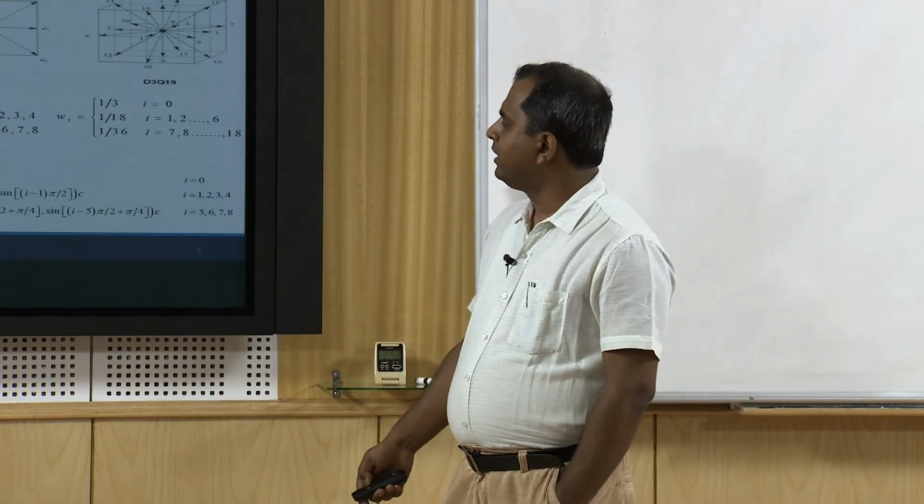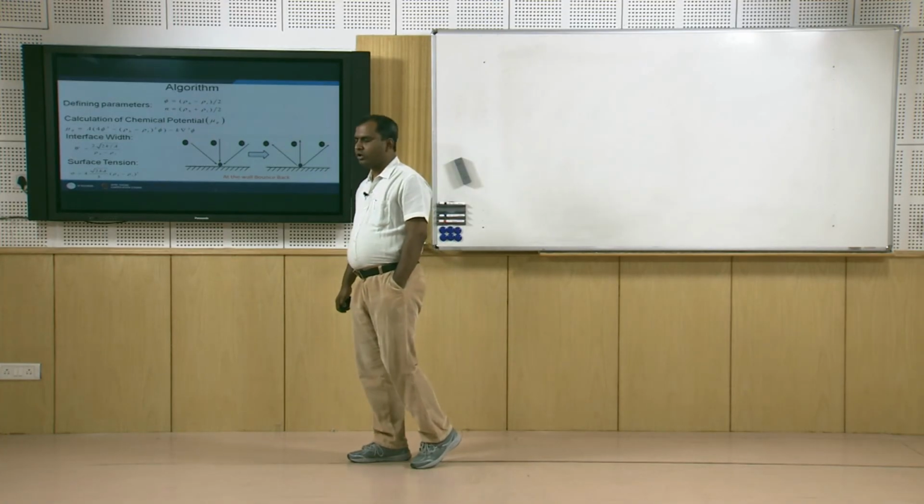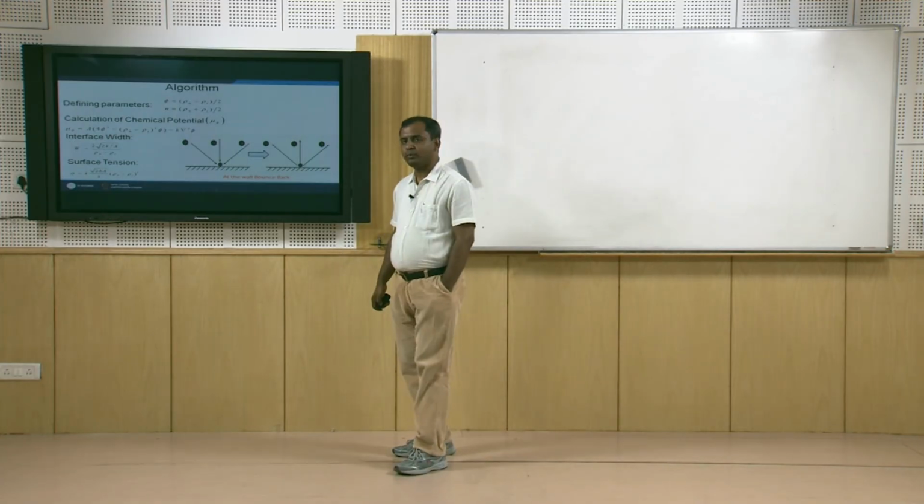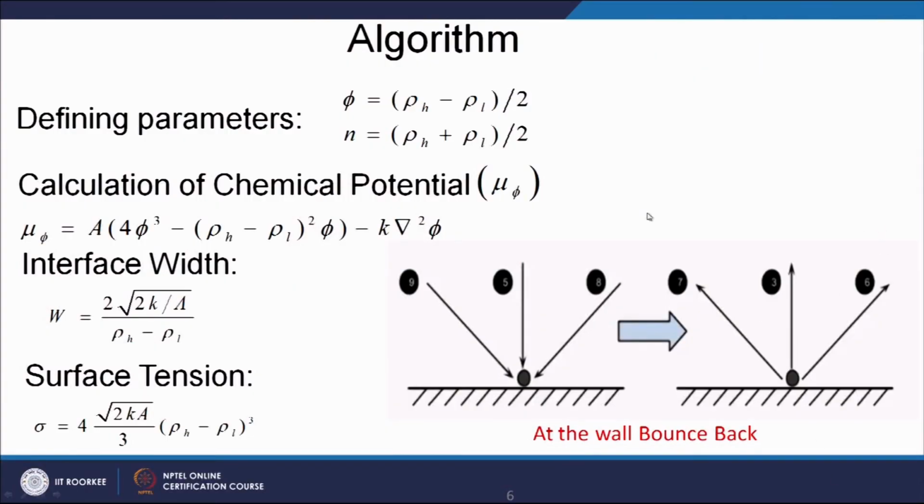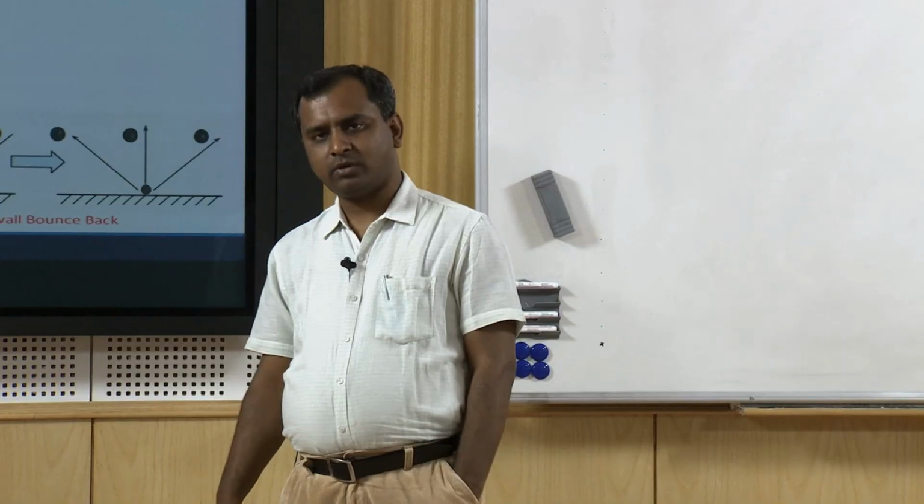Okay. Next, let us see the algorithm by which we can go for lattice Boltzmann calculation. As I have already told you, first we need to define what is phi and n. Apart from that, we need to get all other physical properties also, starting from the chemical potential, because it is involved in the Cahn-Hilliard equation. So, you see mu_phi can be found out in terms of phi, rho_H minus rho_L, and a few other terms. For example, K and A, those are constants. Okay. So, those actually are found out based on some other physical properties of two phase flow.